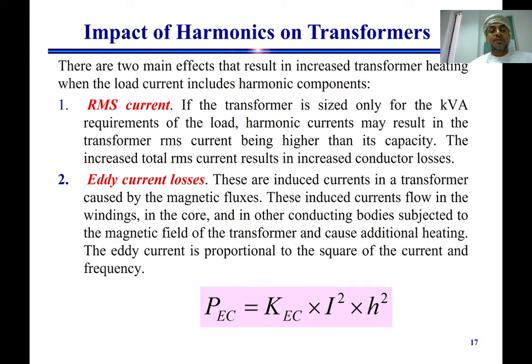Okay, so those are, again, how to find the eddy current losses in the transformer by using this formula. So that will provide the eddy current losses. So I square, the current that is flowing in the transformer, times H square, which is the harmonic, times this factor.